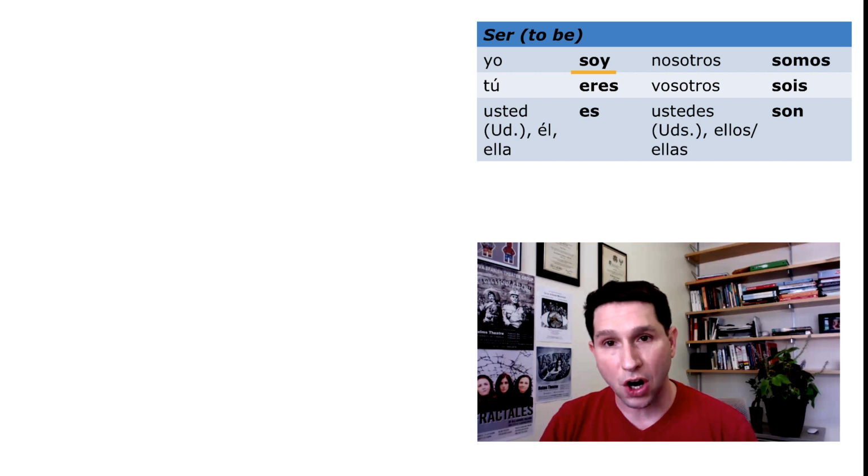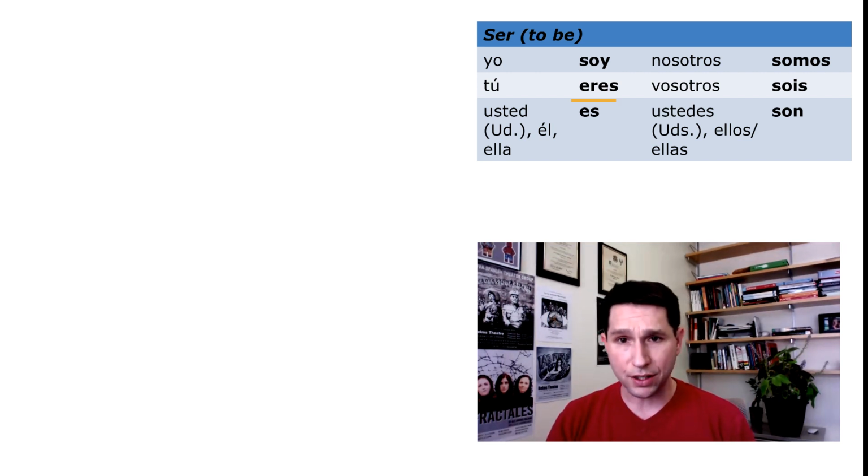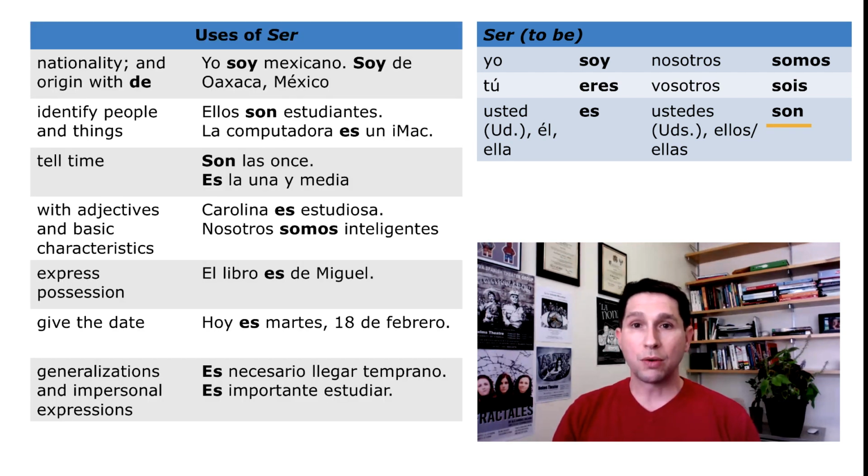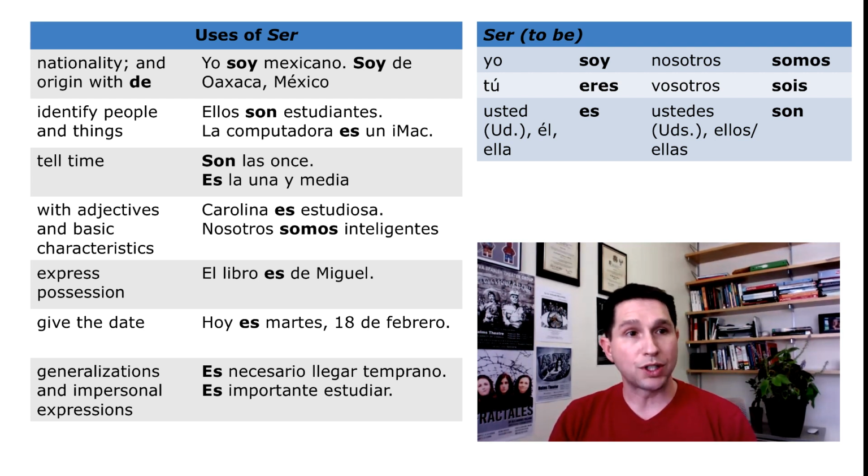The conjugations are yo soy, tú eres, usted, él, ella es, nosotros somos, vosotros sois, ustedes, ellos, ellas son. You will see there are many uses of the verb ser. Primarily, we use ser with nationality. Yo soy mexicano. Or with origin. Yo soy de Oaxaca, Mexico. We can use ser to identify people and things. Ellos son estudiantes. La computadora es un iMac.